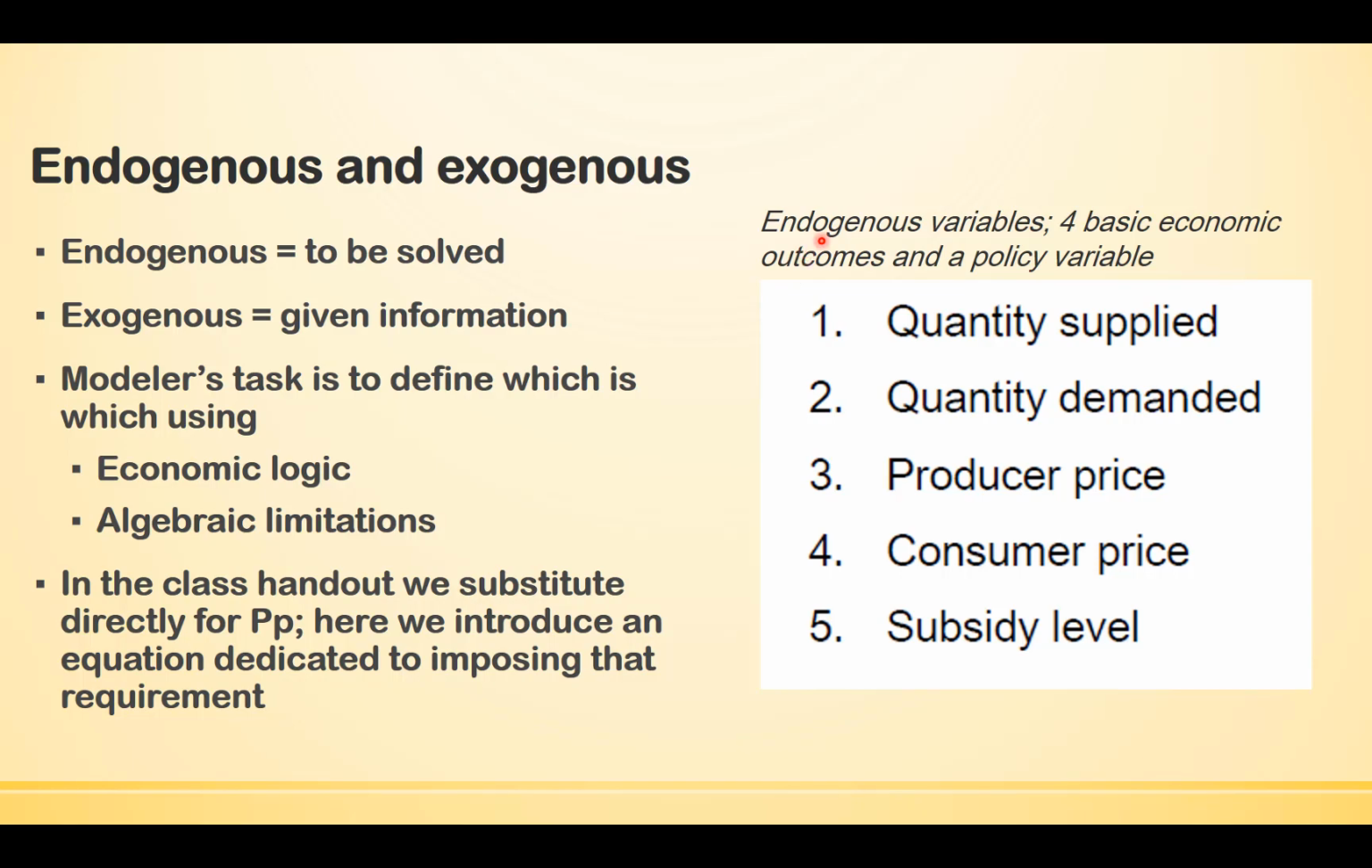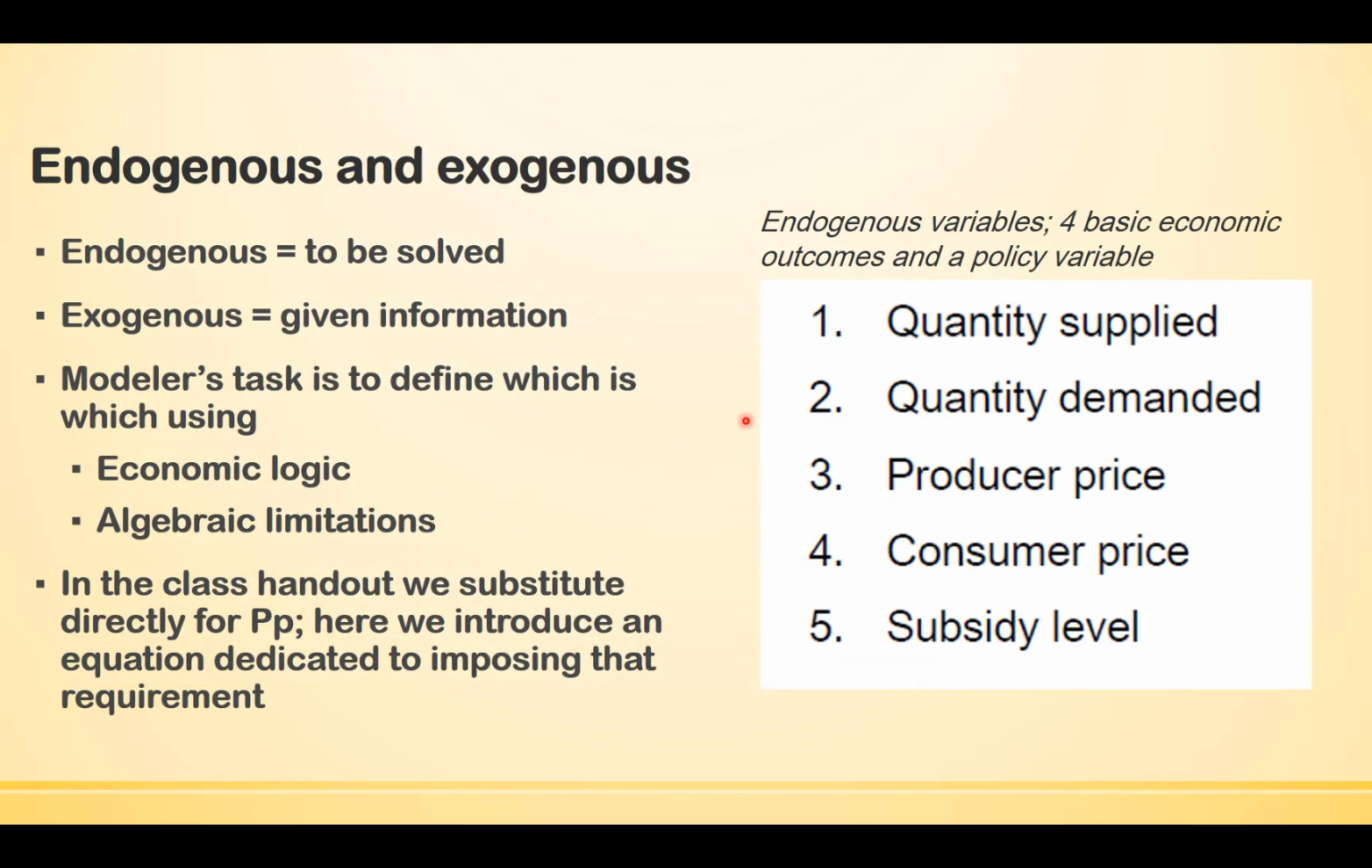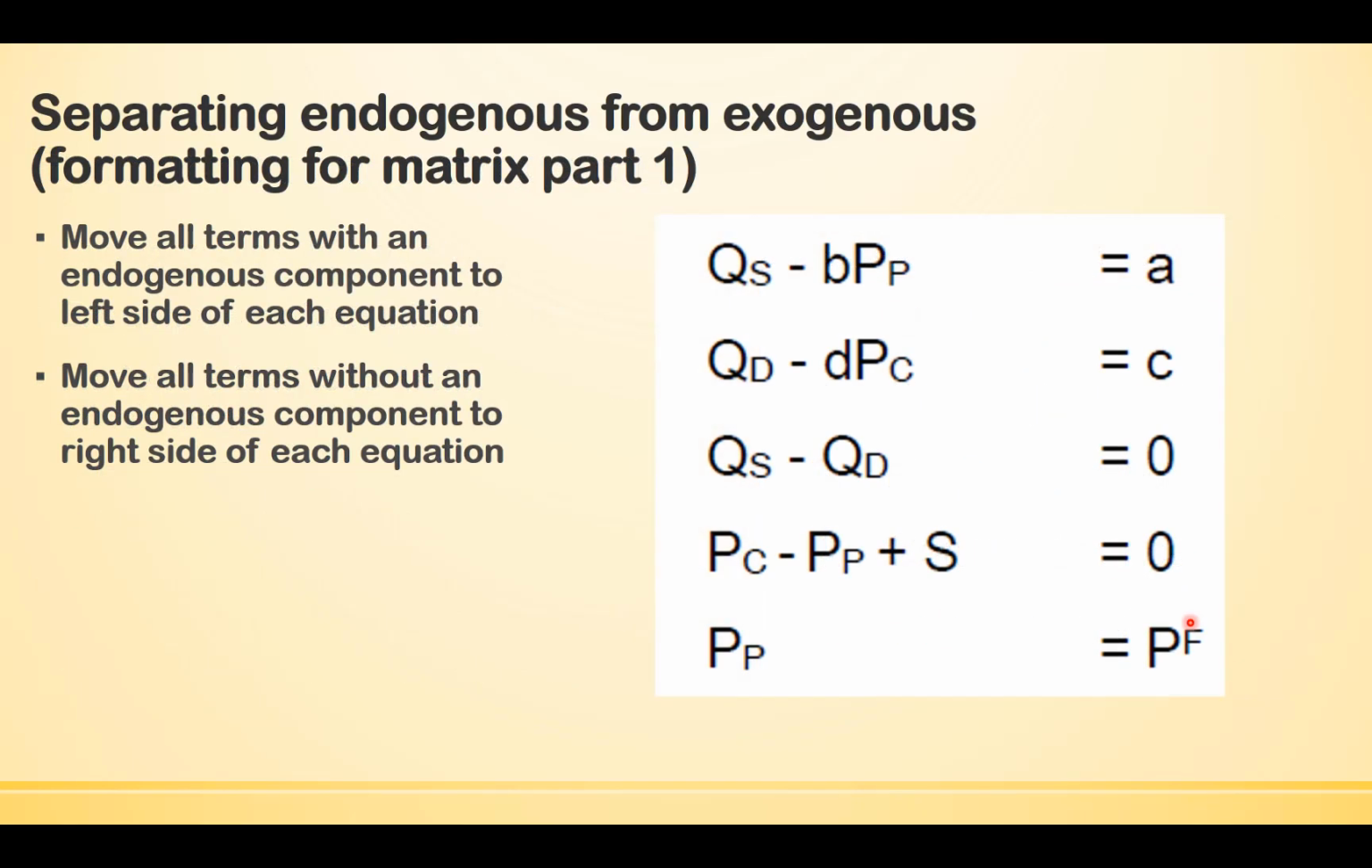And so we have 5 endogenous variables for these 5 equations that we had back on slide 1. Okay, so there's 5 equations written there. That means we need 5 variables to be solved for. We have the 2 quantities, the 2 prices, and then the subsidy level that sits between the 2 prices. So we have 4 basic economic outcomes, 2 for the supply side, 2 for the demand side, and then we have this policy variable. And that'll be what we see in our model.